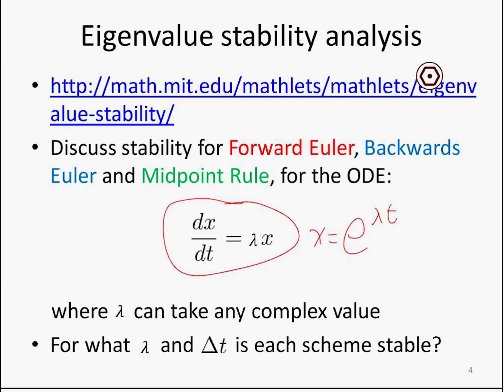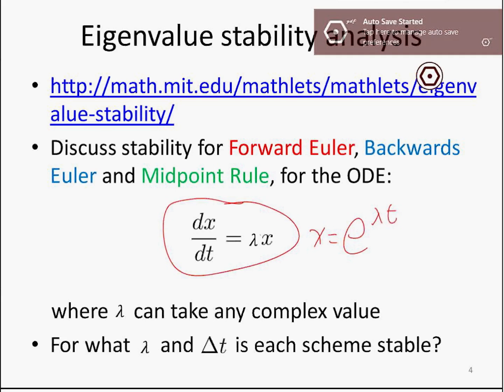So eigenvalue stability is a good check. Before you apply a scheme to the differential equation, it's a good idea to check eigenvalue stability. It also gives you guidance when you see something being unstable. Is it because you are using the wrong scheme, or because your delta t is too large? You can take a look at the eigenvalues and figure out which case it is.